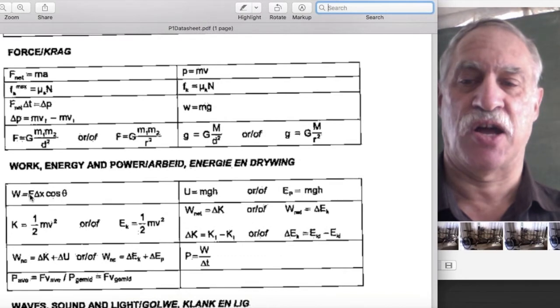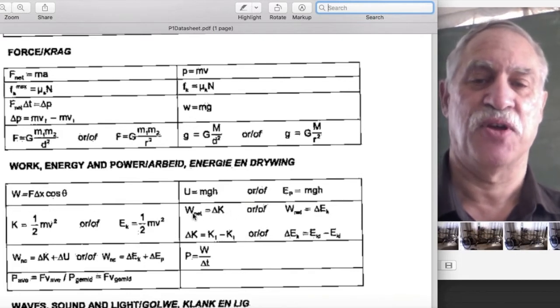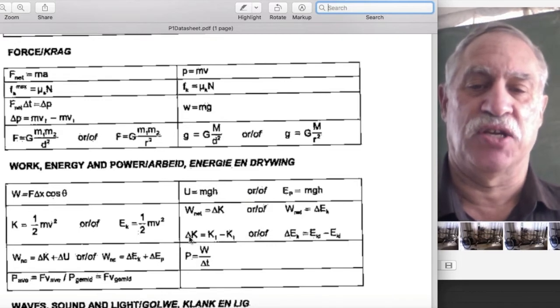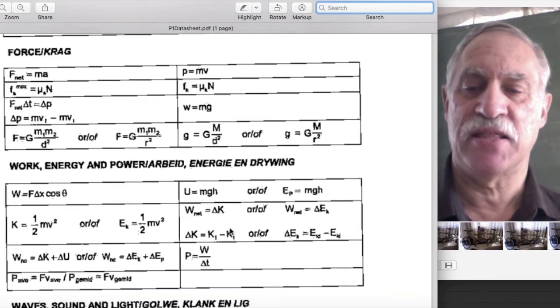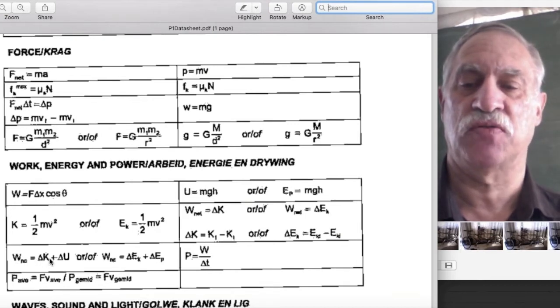There's our definition of work, and there's our work-energy theorem. Work net equals change of kinetic energy. And here we see change of kinetic energy is kinetic energy final minus kinetic energy initial. And we can say the same thing for potential energy. And then there's another little formula here: work non-conserved is change of kinetic energy plus change of potential energy.